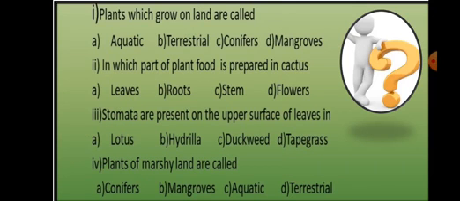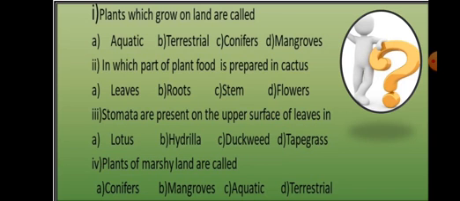Some MCQ questions. Number 1, plants which grow on land are called: options are given: A aquatic, B terrestrial, C conifer and mangroves, and the correct answer is terrestrial. Second number, in which part of the plant is food prepared in cactus? Options given below: A leaves, B roots, C stem and D flowers, and the correct answer is C stem.